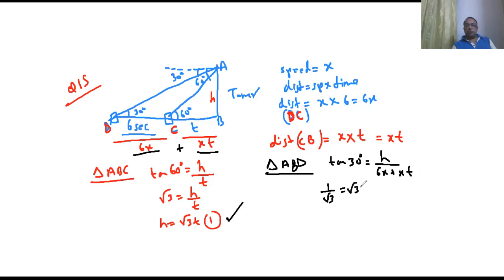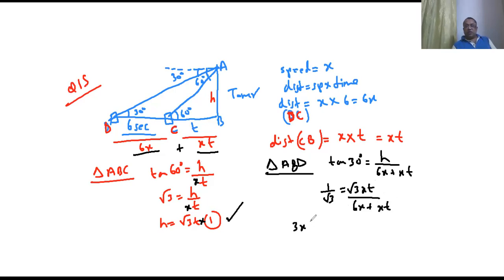So √3 here, tan 60 is perpendicular by base. So the base length was h upon, here I have to put xt. So this is going to be h is equal to √3 xt. So tan 60, what is the value? Perpendicular by base. Okay, it's not t, it's xt because we'll have to equate with the distance. So the h value is √3 xt. I'm going to put that value upon 6x plus xt.